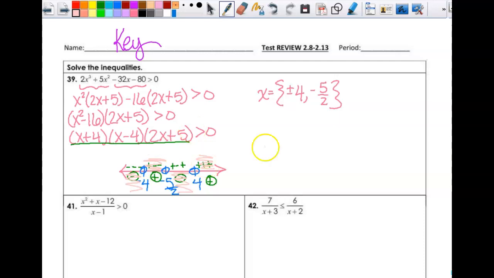This is positive between negative 4 and negative 5 halves. And these are both open because it's not included. Then I union that with 4 to infinity. This is me solving the inequality. This is my sign chart on my number line.